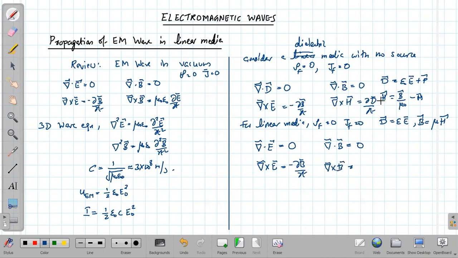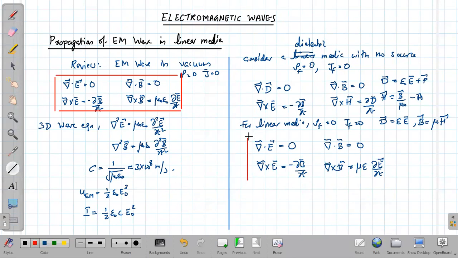Mu can be taken to the right side, and D can be written as epsilon E, so del cross B can be mu epsilon dou E by dou T. Now if you compare this set of equations, the Maxwell's equations in vacuum, as well as the Maxwell's equations in linear medium, they have the same structure. You just look at this, it is having the same structure.